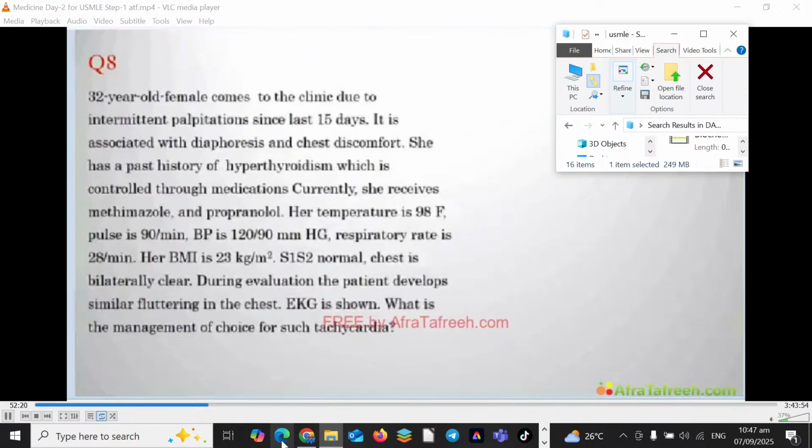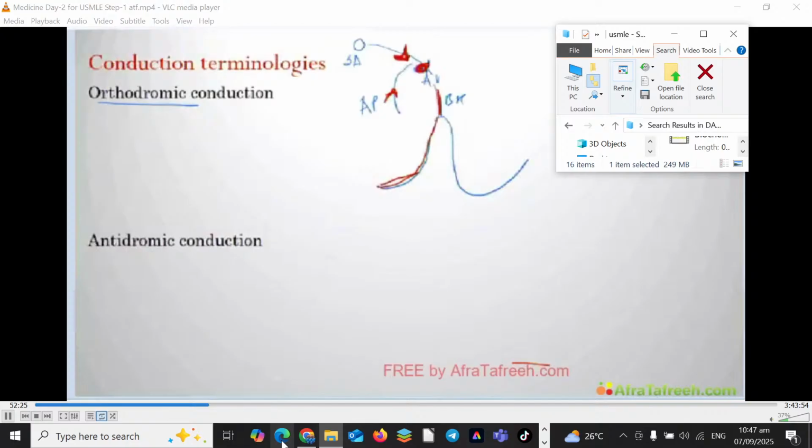So we are now talking about orthodromic and antidromic conduction. What I was trying to tell you is, if the impulse follows the normal pathway, that is, it goes from the SA to the AV node into the ventricles, it will result in narrow complex tachycardia. Ortho means straight. So orthodromic conduction is a straight, normal conduction, and it will result in narrow complex tachycardia.